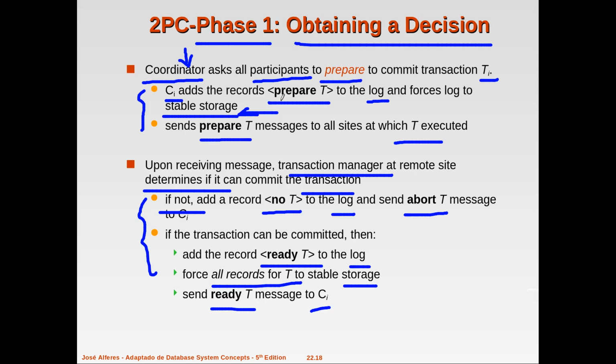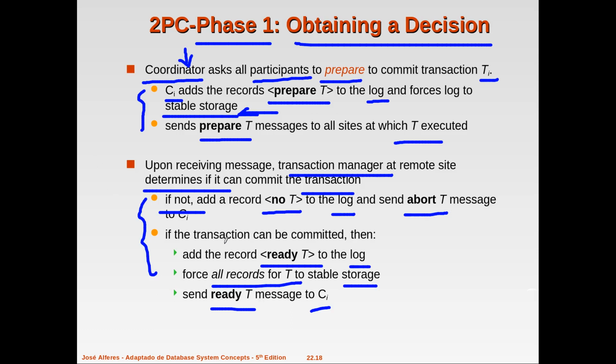In two-phase commit, the coordinator where the transaction was initiated first of all stores a prepare T record in the log and stable storage, then sends the message prepare to all the participating sites. Then upon receiving it on different sites, the transaction manager has two options. If it is not ready to commit, it will store a no T in the log and send an abort T message back to the coordinator.